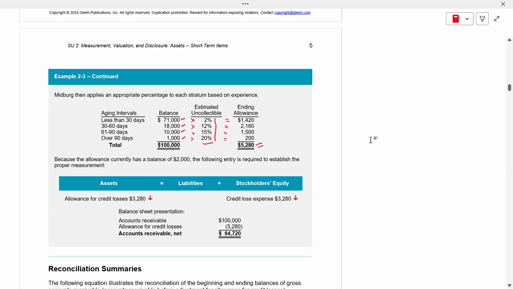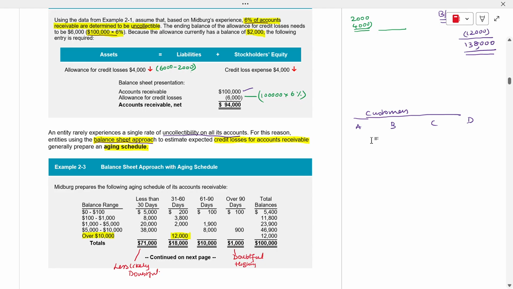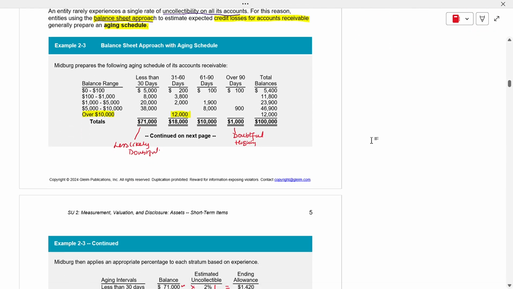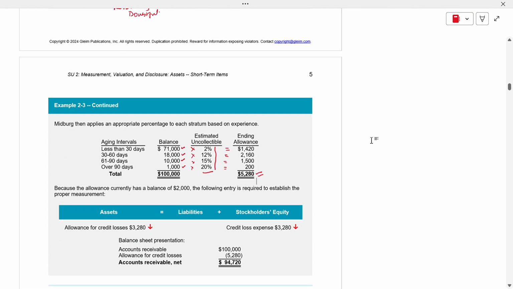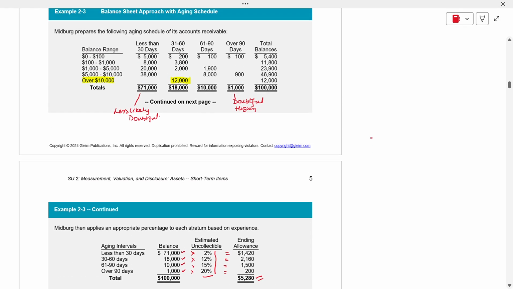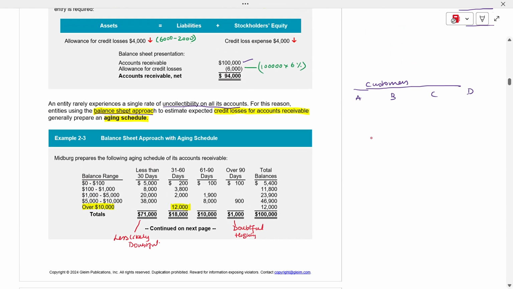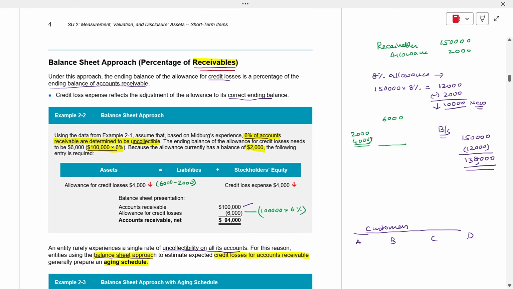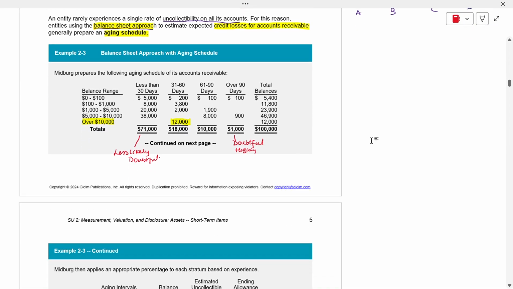Now, what was previously mentioned? Nothing, that is different. Now, the allowance currently has a balance of how much? 2000. Where is the 2000? Here. The current balance is 2000. Just link it, thread it.